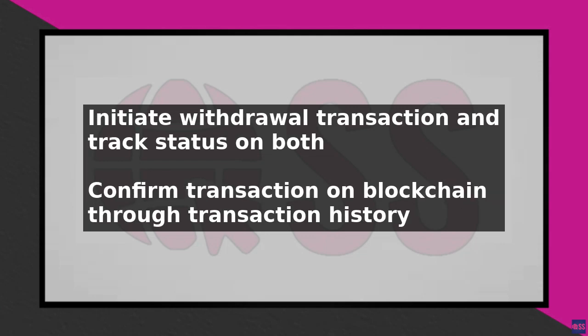After the withdrawal is initiated, you can track the status of the transaction on both BitMart and Binance. On Binance, navigate to the Wallet section and select the cryptocurrency you withdrew. The transaction should appear in the transaction history once it is confirmed on the blockchain. By following these steps, you can successfully withdraw from BitMart to Binance. Always prioritize security and double-check the withdrawal address to avoid any potential issues with the transaction.